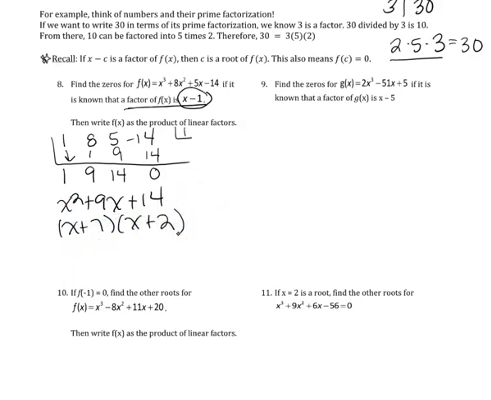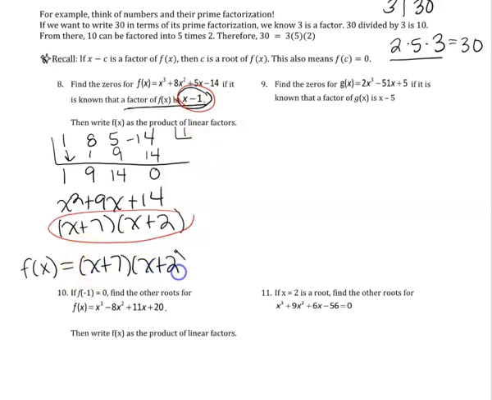Now what I want you to keep in mind here is that this function, f of x, is the product of these two factors and the factor you knew to begin with. So f of x is x plus 7 times x plus 2 times x minus 1. So these are equivalent. This is standard form, this is factored form.